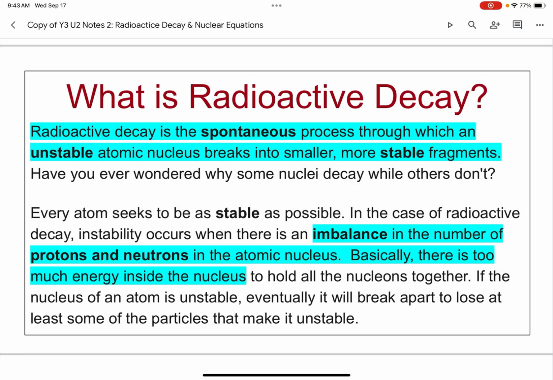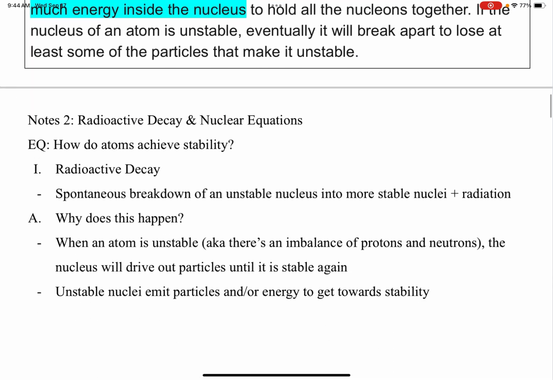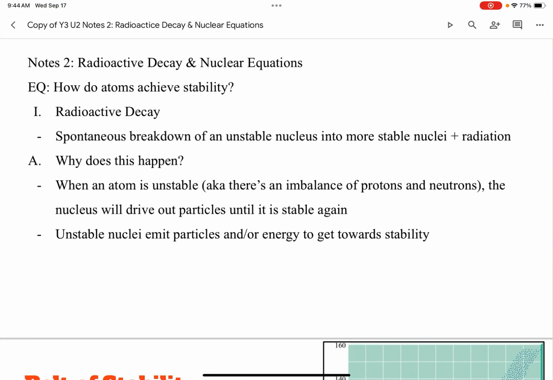Radioactive decay is exactly what I was just telling you. It's when an atom is in an isotope that it's not stable in, so it's really unhappy, and therefore it wants to break down or decay until it is more stable and more happy. Imbalance in the number of protons and neutrons is what causes instability. When there's too much energy inside the nucleus, because our protons and our neutrons all have energy associated with them. So if there's too many neutrons in there, there's too much energy, and that's what causes the atom to spaz out and want to get rid of all of the extras.